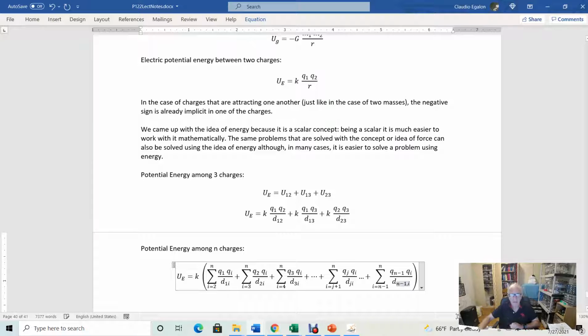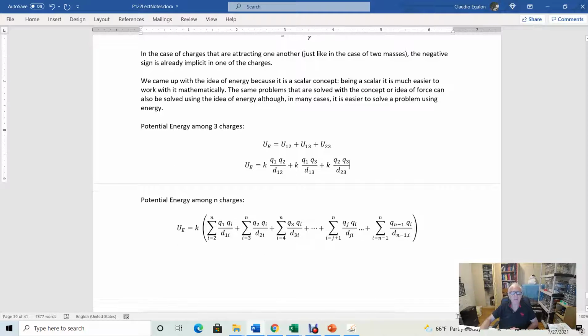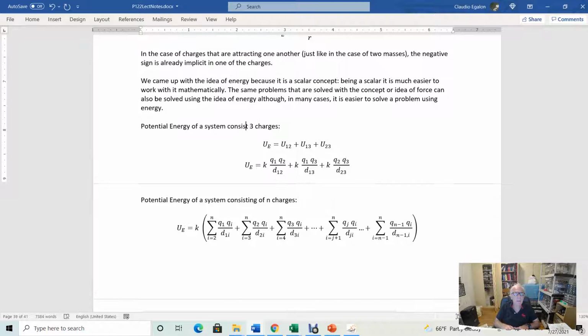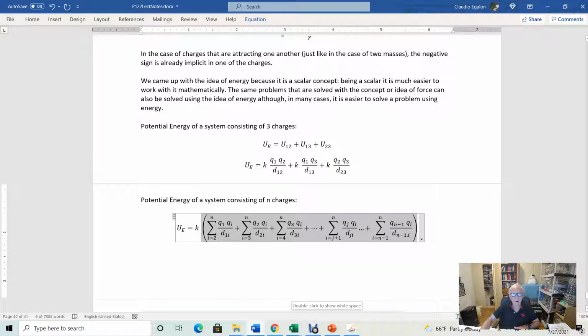So that's the generic formula for the potential energy of a system consisting of n charges. Potential energy of a system consisting of 3 charges. Don't forget we have a k here. I can simplify. Let's simplify that. Here you go.